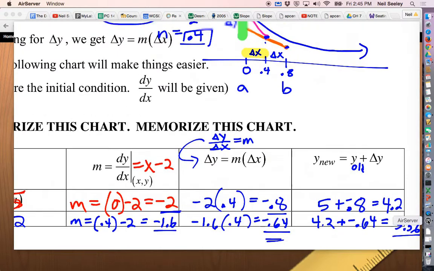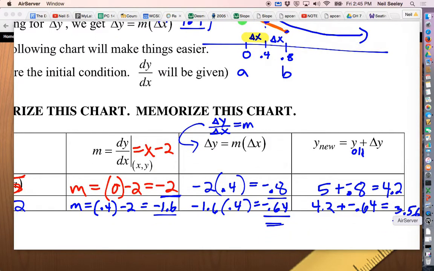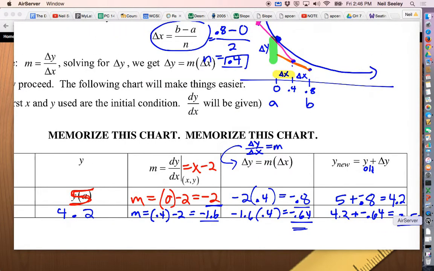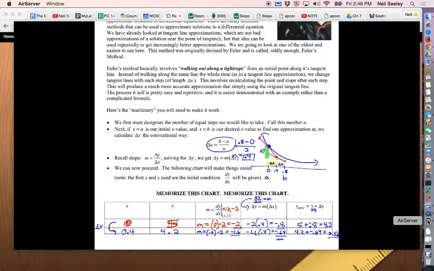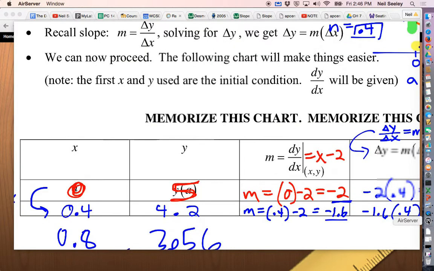Okay, we made it. That's 2 steps, 2 leaps. That's actually our end goal. Where we ended up is 0.8 and this 3.56. Okay, that's our destination. We got there. It's funny, like, cannot make that a point, can I?